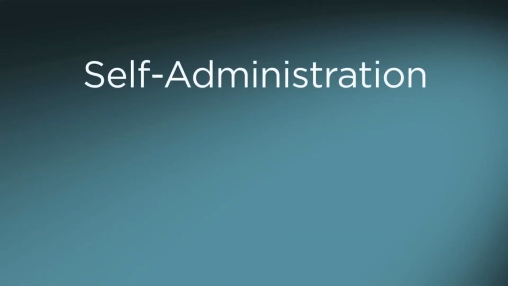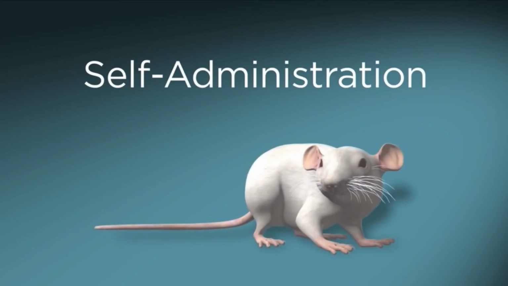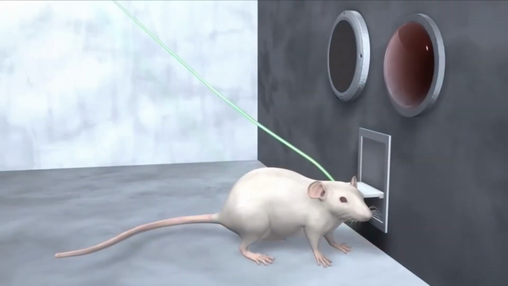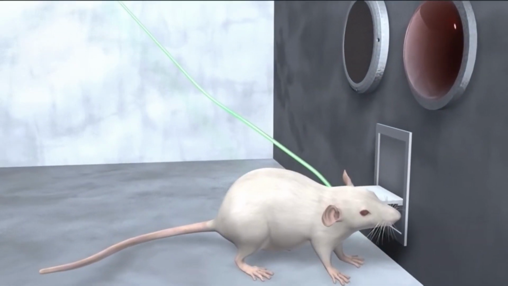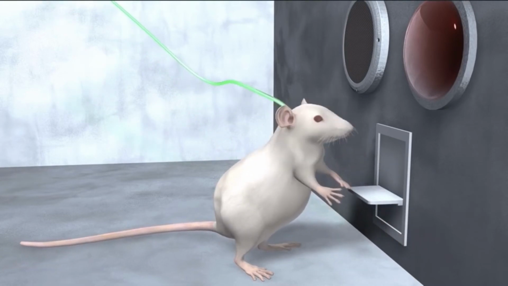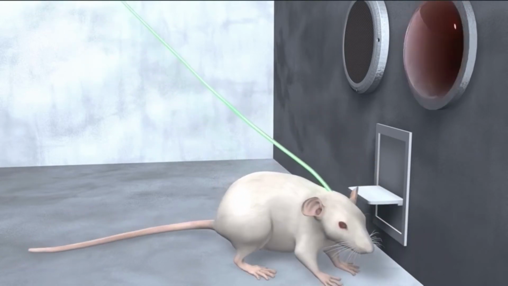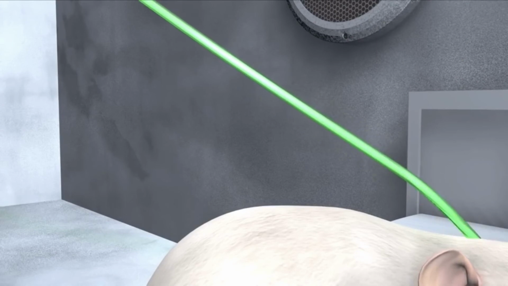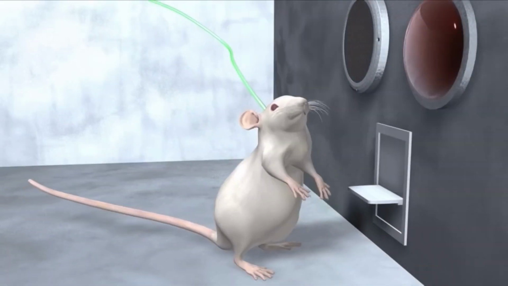Self-administration. In this phase, a rat learns to press a lever to self-administer a drug. It also learns to associate a cue with pressing the lever and feeling the drug's pleasurable effect. The rat finds itself in a test chamber with a lever. It presses the lever. A tone sounds and a light flashes. Simultaneously, the rat receives a dose of cocaine and feels a surge of pleasure.